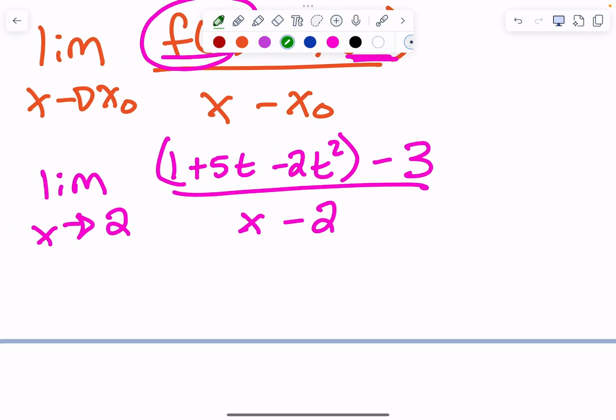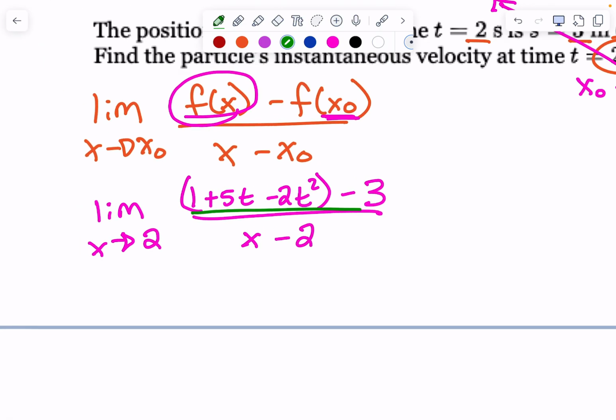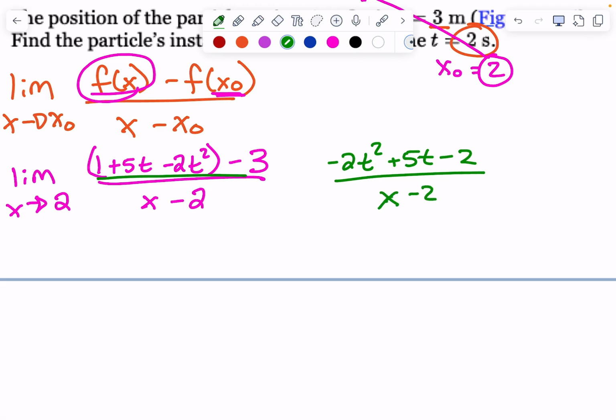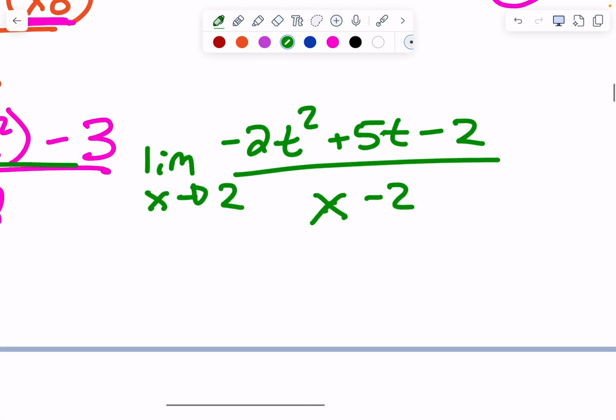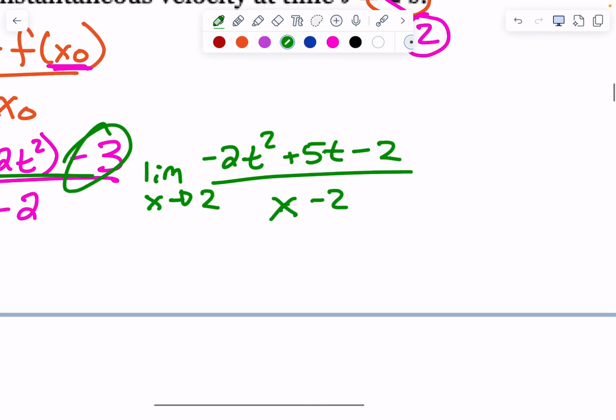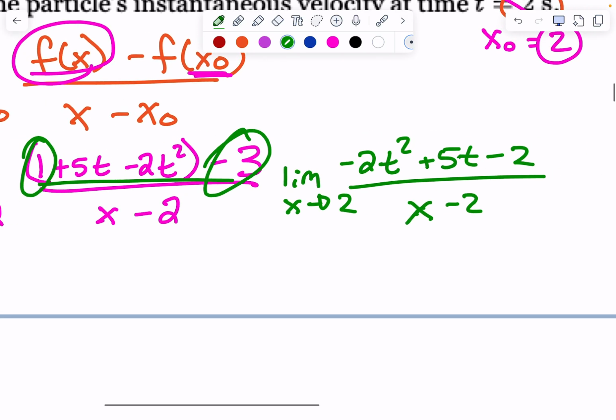No. So let's simplify this top part and see what we get. I'm going to go negative 2t squared plus 5t minus 2, over x minus 2. That's the limit as x goes to 2 if I simplify it, right? So we know we can't plug it in. You see what I just did? I took the 1 and the 3 and combined like terms.